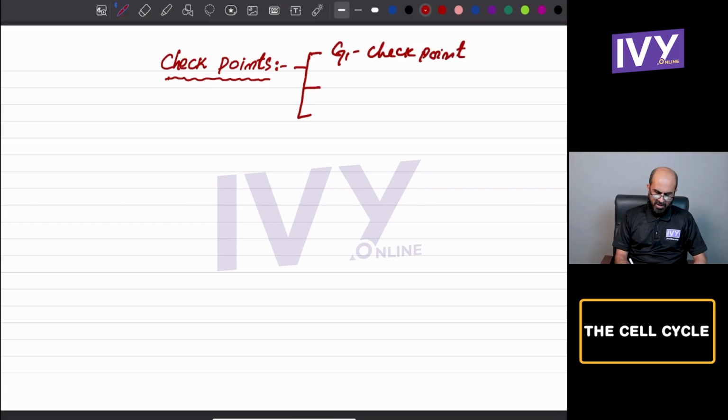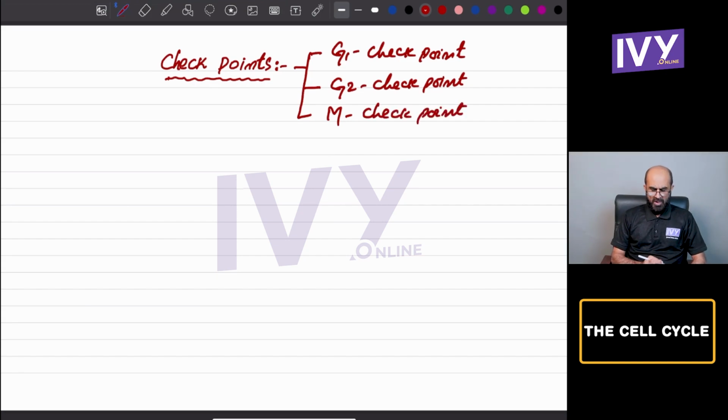One is called G2 checkpoint, and one is called M checkpoint. Where is G1 checkpoint? At the end of G1 phase of interphase.